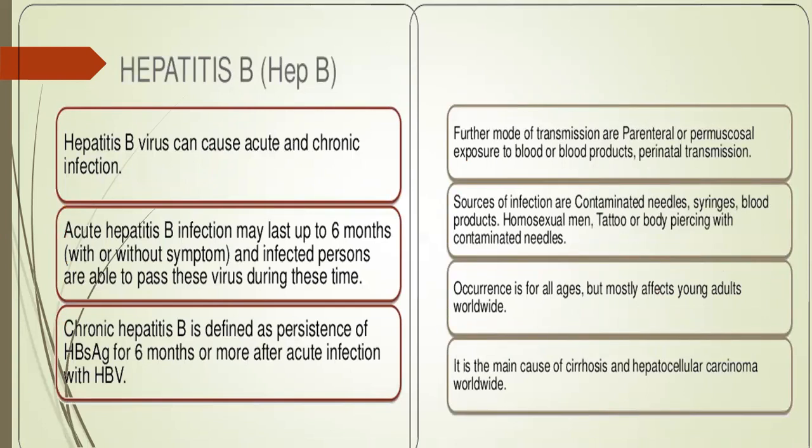Hepatitis B can cause both acute and chronic infection, and may last for 6 months without any symptoms also. So an infected person is able to pass this virus to other persons during this time. Chronic hepatitis B is persistent, lasting 6 months or more after the acute infection of HBV.